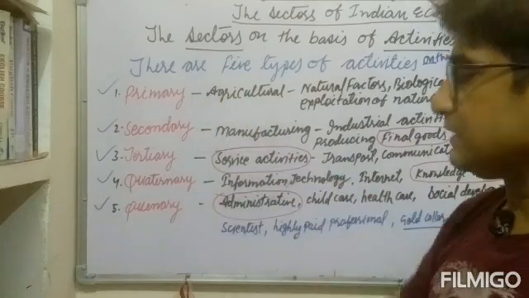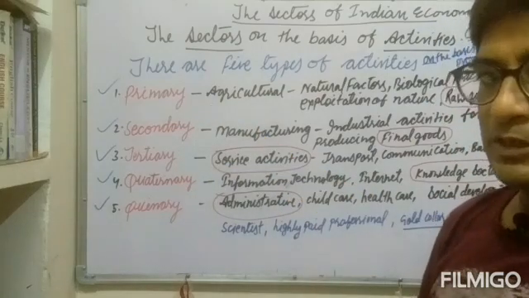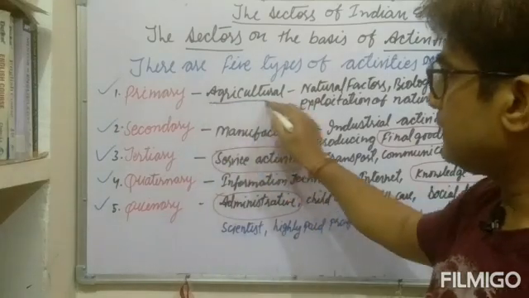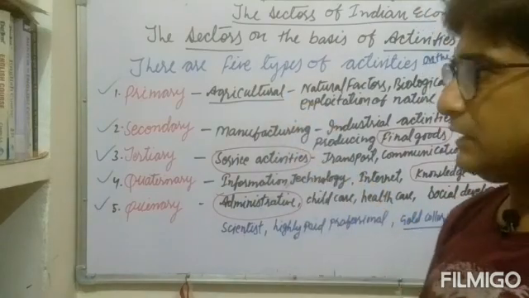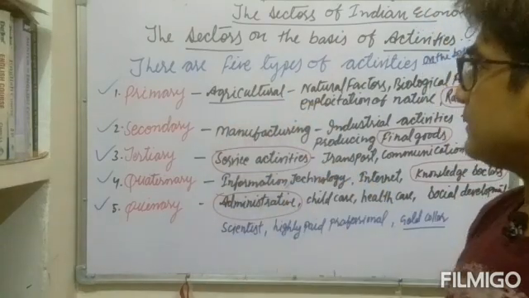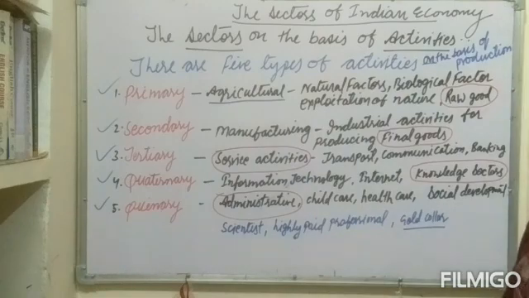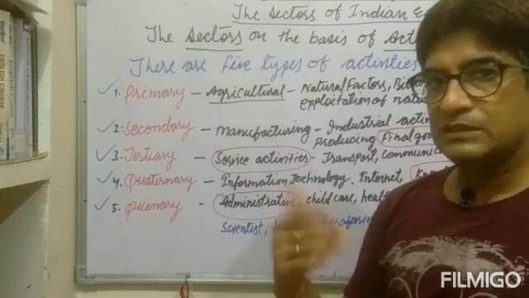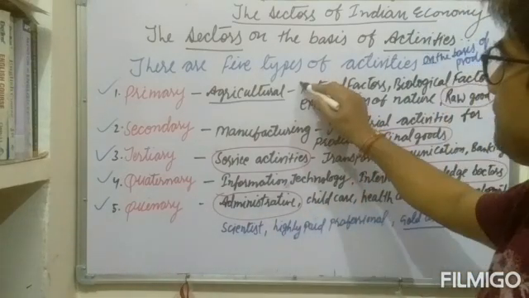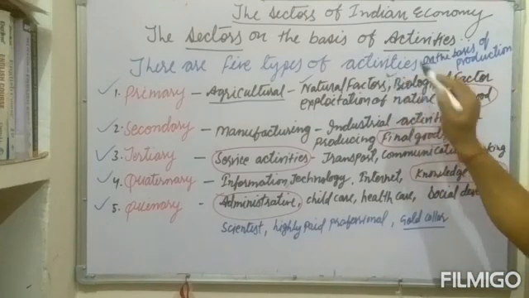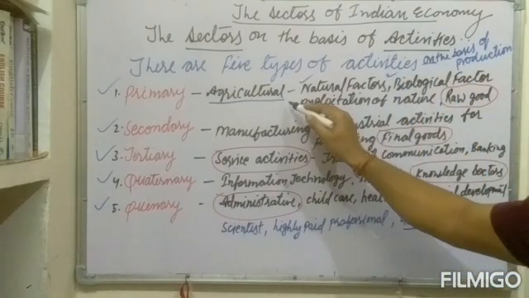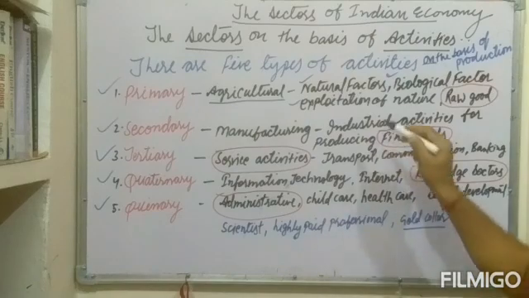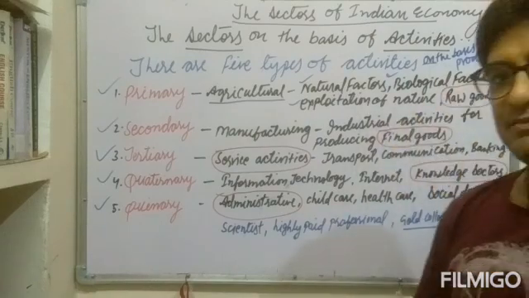What are these activities? As I have told you also yesterday, the agricultural sector, which is also known as the primary sector or the related sector, where the activities are based on 3 processes. One is called the natural process, second is called the biological process, and third one is the exploitation of the natural process. What are these activities?